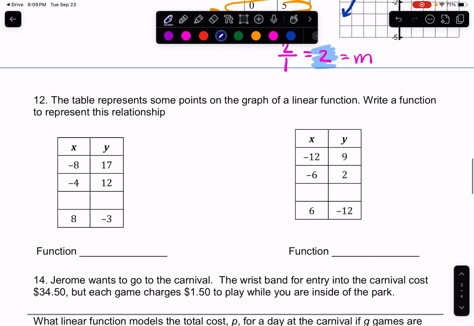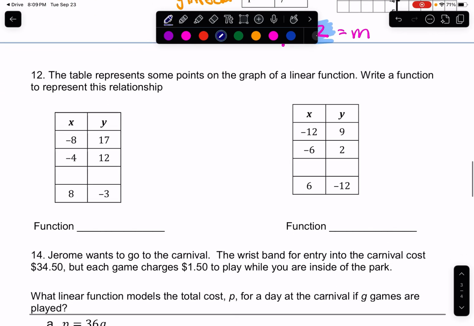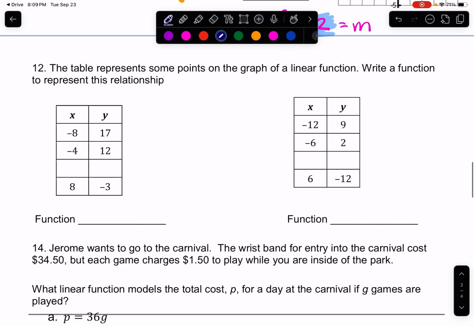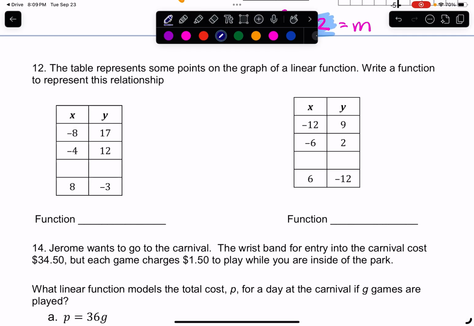Okay, here we go. Let's look at 12. And there's 2 of these, so that's perfect. I'll do 1. You guys can do 1. Let's see. The table represents some points on the graph of a linear function. Write a function to represent this relationship.